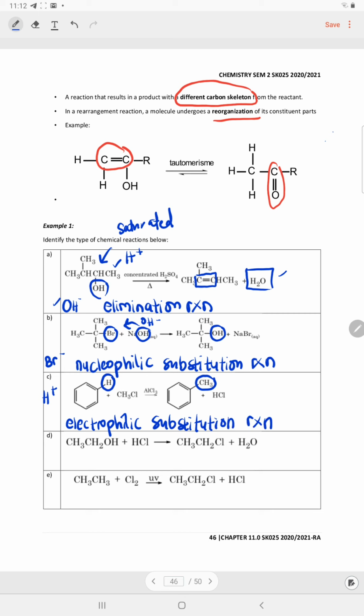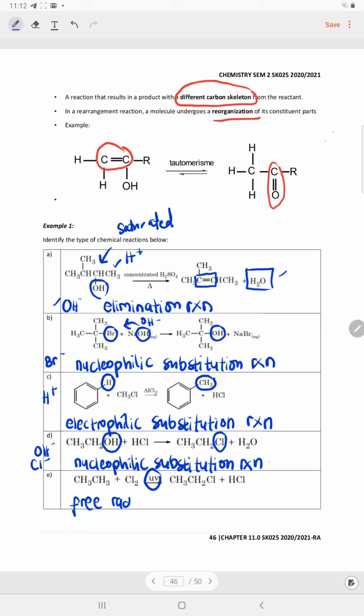Okay, for equation D, the difference in our organic compound is the presence of the hydroxyl and we replace it by chloride. So from alcohol to produce haloalkane. So we eliminate OH minus, a nucleophile species, and replace it by Cl minus, a nucleophile species. So the process involves nucleophilic substitution reaction. And for the last, with the presence of UV, we know that this is what we call a free radical substitution reaction.